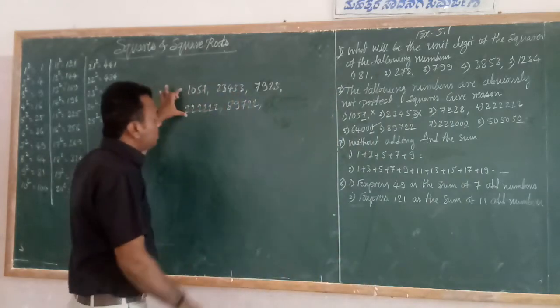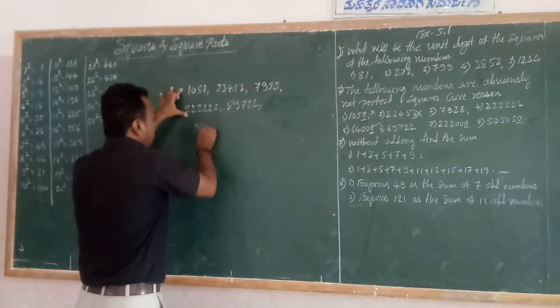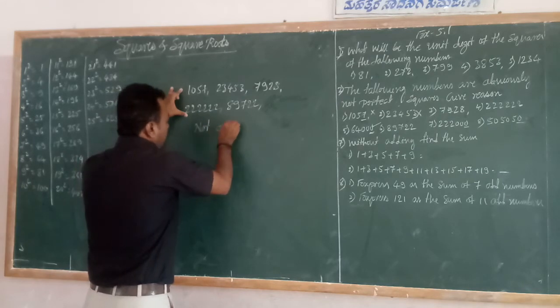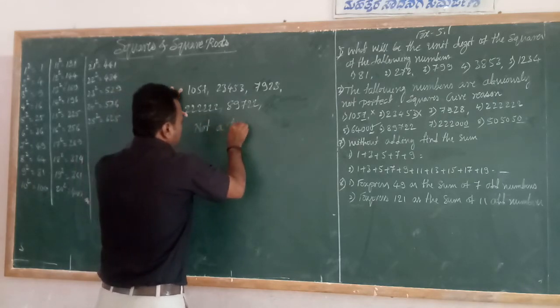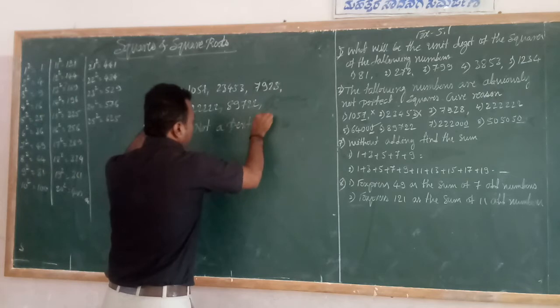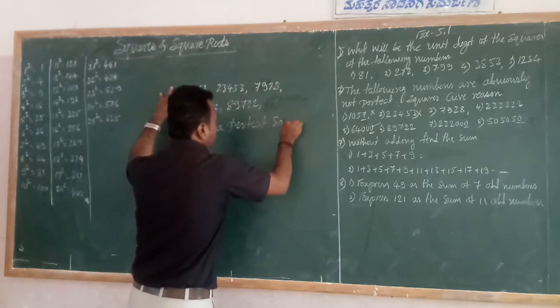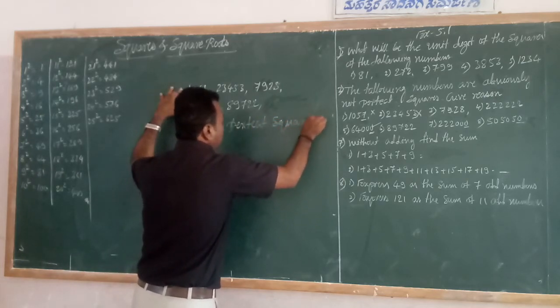So these are not perfect square numbers.